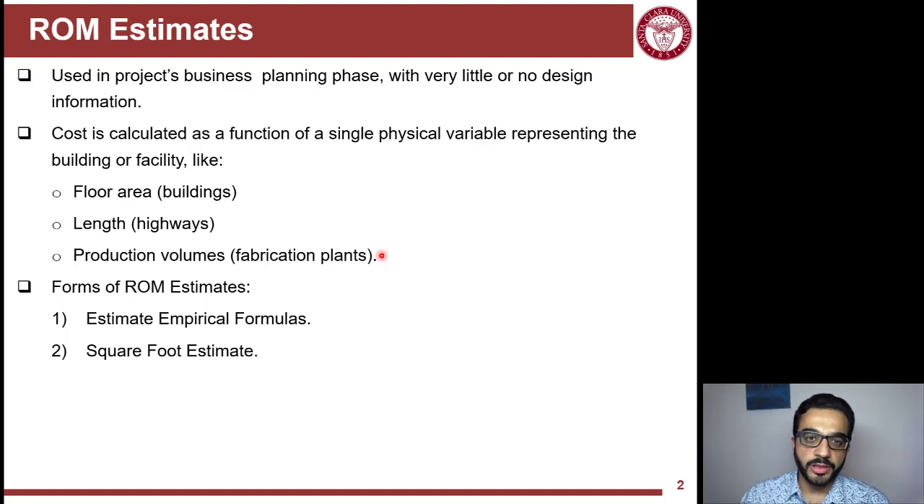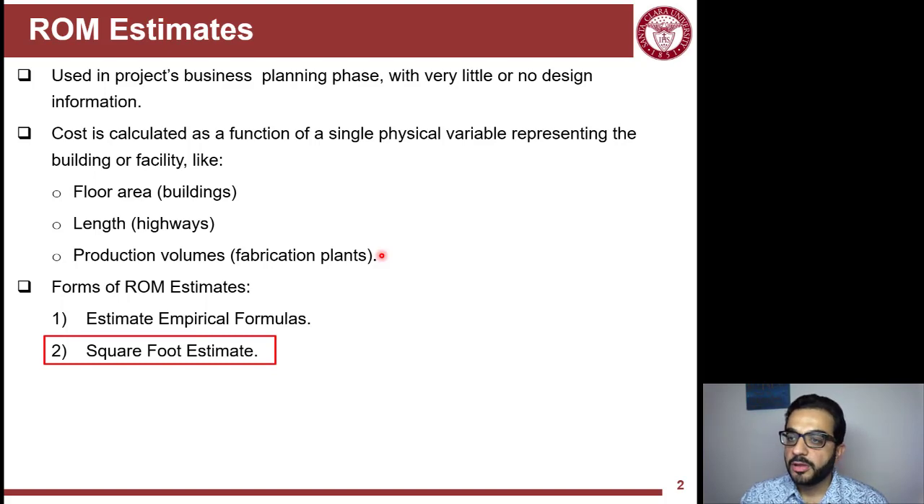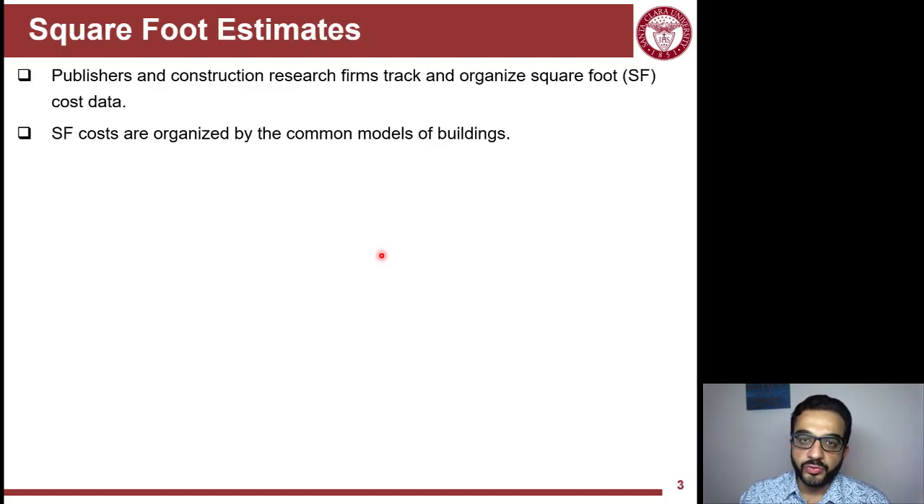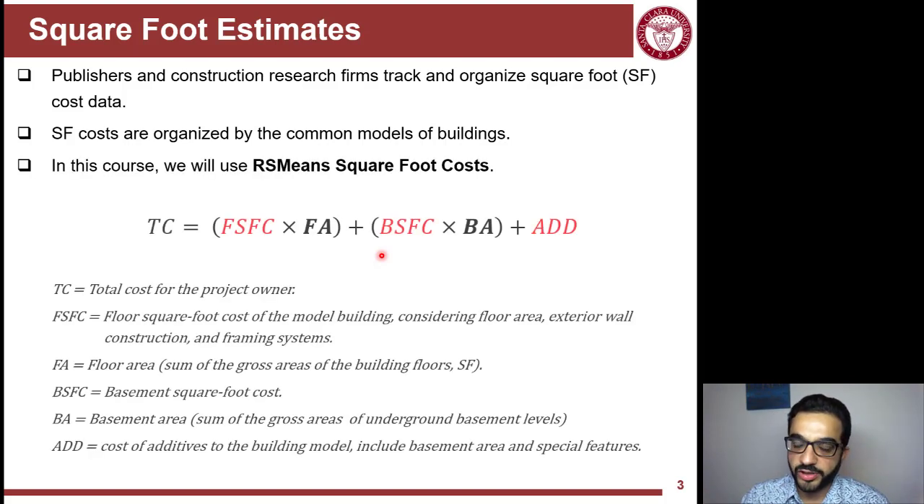There's an empirical formula, where you derive it based on previous historical data, or you can use square foot estimates from your previous experience or published references. This is what we're going to do, square foot estimates. We use a square foot estimate and rates from books and references that are published, or, if you're in a company that has been in business for many years, you can go back and analyze the database of costs you have. The reference that you will use is RS Means.